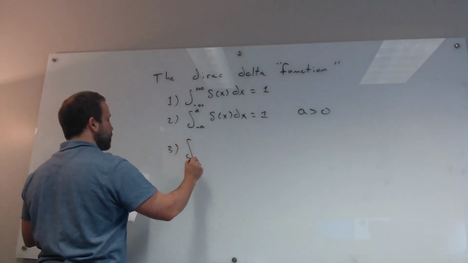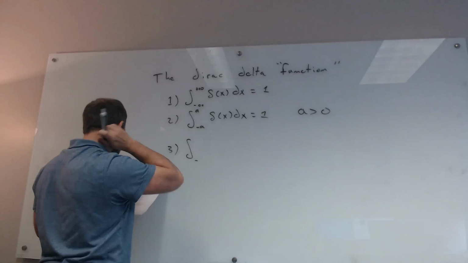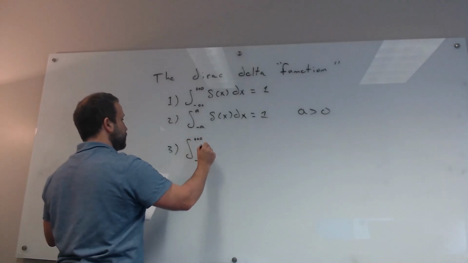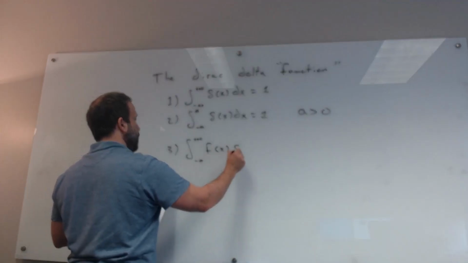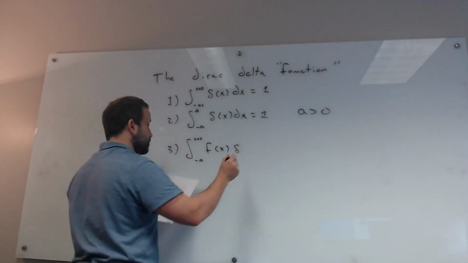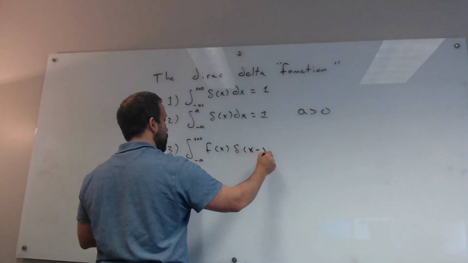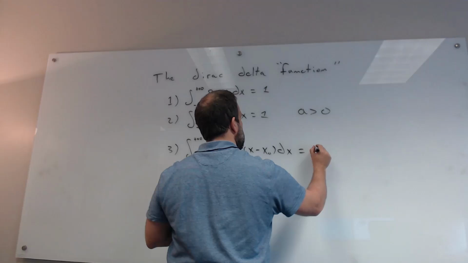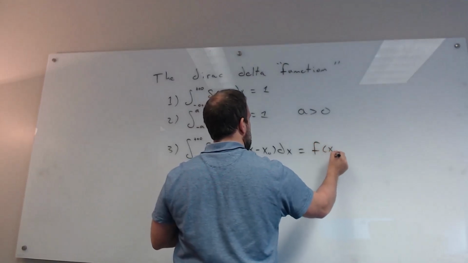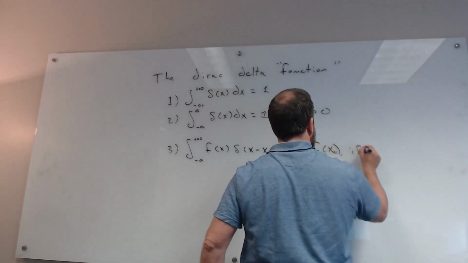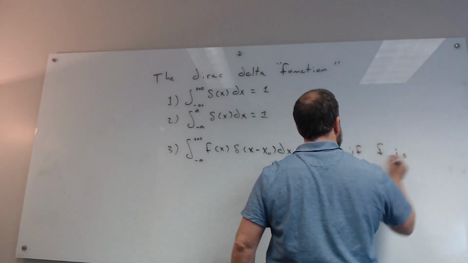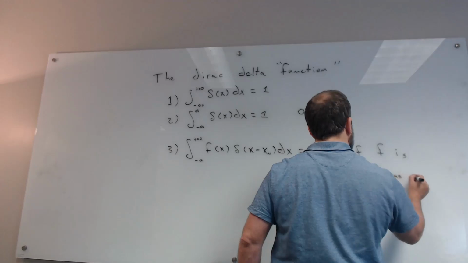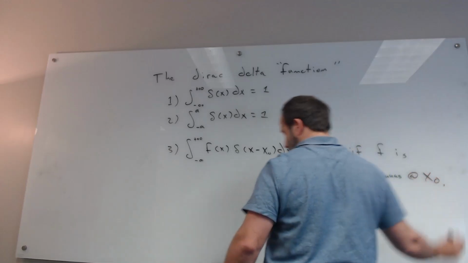And three, if you look at the integral from minus infinity to positive infinity of f of x delta of x minus x naught dx, this is equal to f of x naught if f is continuous at x naught.